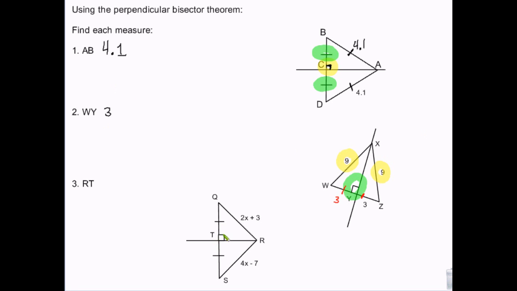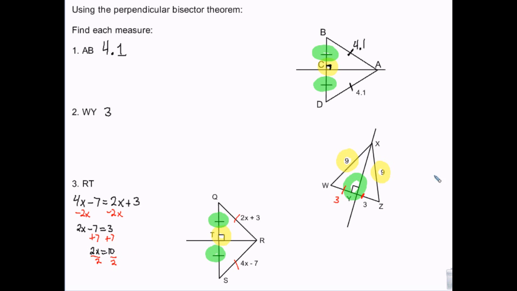And then again, I've got my 90-degree angle, and I've got the bisecting, which tells me that this length and this length are the same, and now I have algebra that I have to do, but they're the same, so I set them equal to each other. Minus 7. And then solve it from there. Subtract 2x, and I get 2x minus 7 is equal to 3. Add 7. 2x is equal to 10.